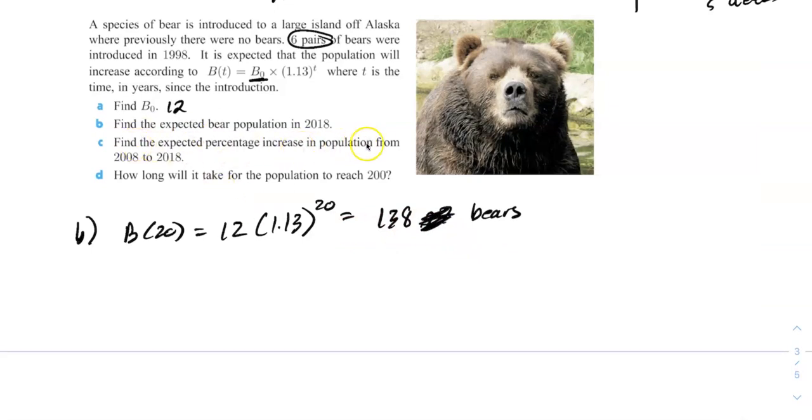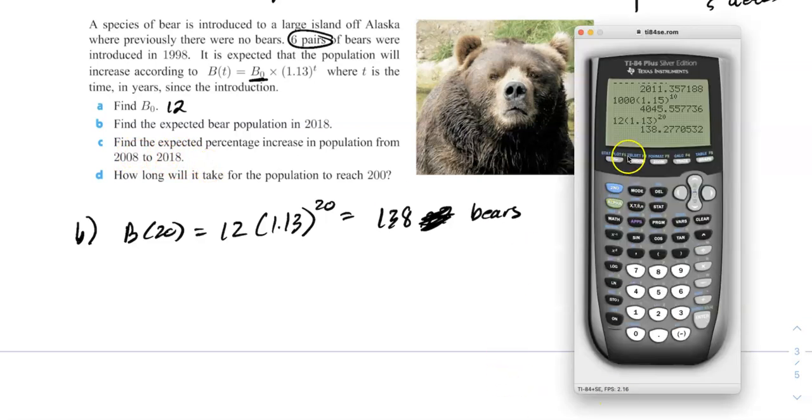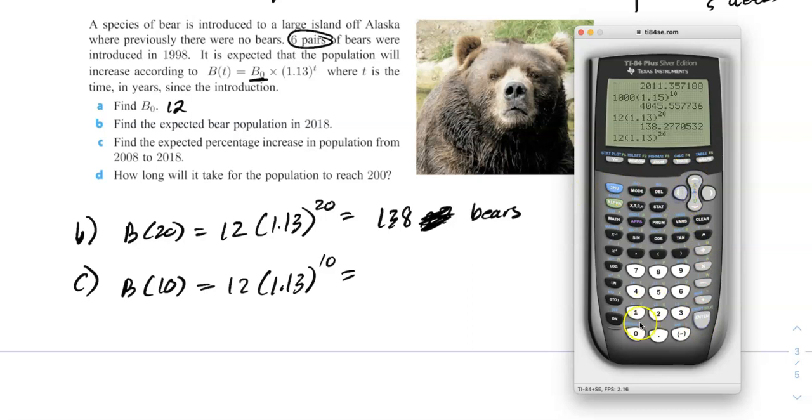Find the expected percentage of increase of population from 2008 to 2018. So percent increase, this means I want my population from here over the population from there. So I gotta find the population in 2008. So let's find population after 10 years. So I'm gonna go up here and select my population, change that 20 to a 10. And I get about 40.73.